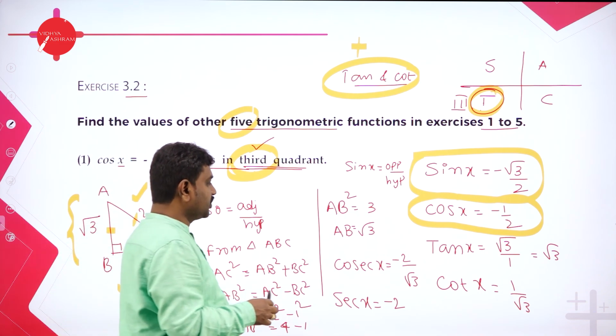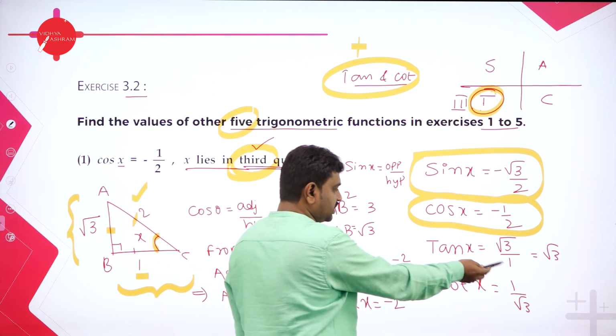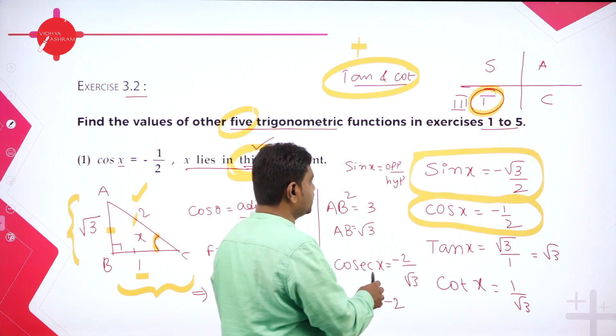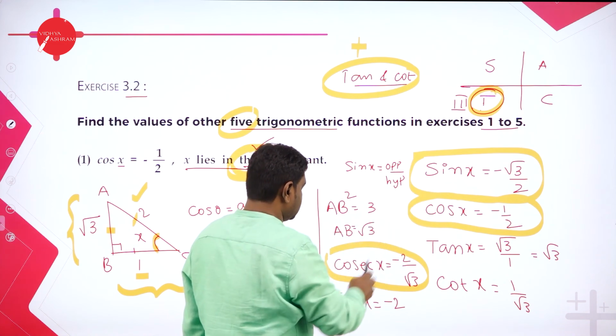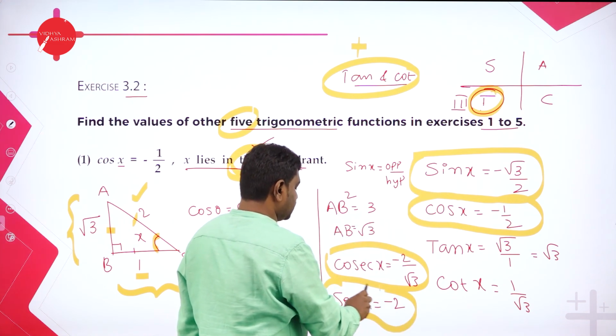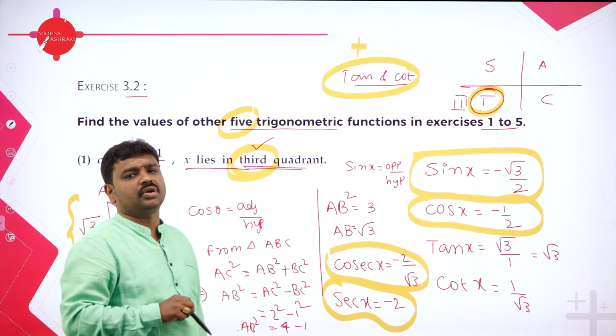And similarly, we have written for secant, cosecant, and cot. Cot is reciprocal of tan, and cosecant is reciprocal of what? Sine. So whatever we have for sine, take its reciprocal, and secant is reciprocal of cos. I hope all of you understood. Same technique we use to solve the other problems.